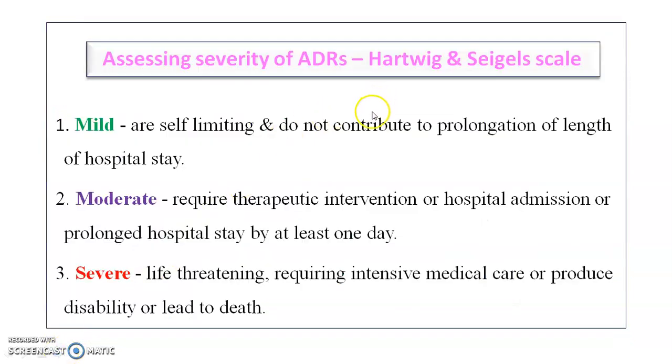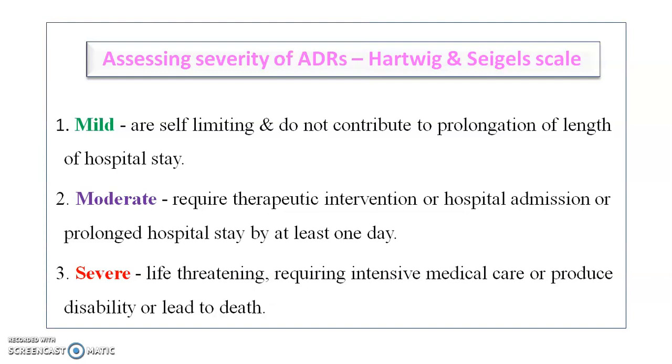The third step is assessing severity, what level the ADR is severe in the patient. It is identified by the Hartwig and Siegel scale, discovered by these two. They defined three different classifications: mild, moderate and severe. A mild reaction is one which is self-limiting and does not contribute to prolongation of the length of hospital stay. That is not a serious adverse drug reaction. We call it an SAR.